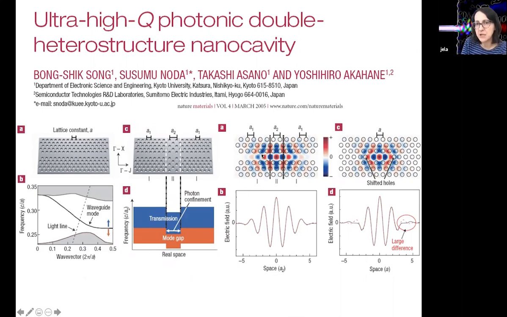This is just like a small mismatch between the modes in this region and this region, and that would allow you to design something that really looks like Bloch state multiplied by Gaussian. Okay, and you expect to have a higher Q factor.